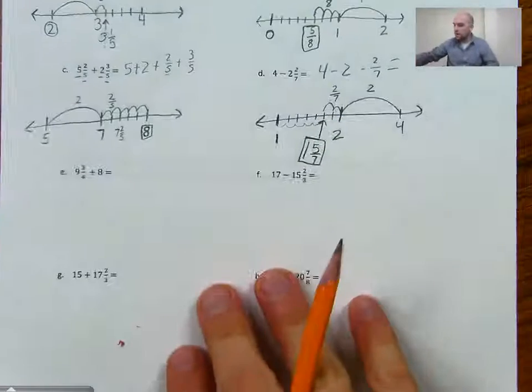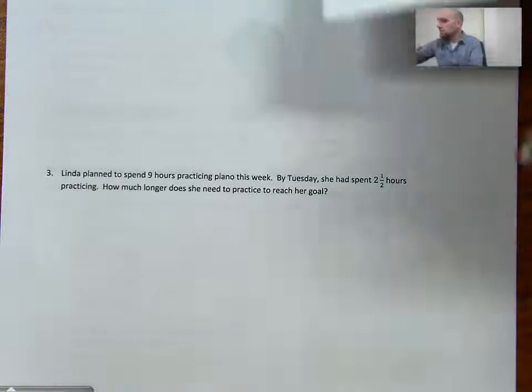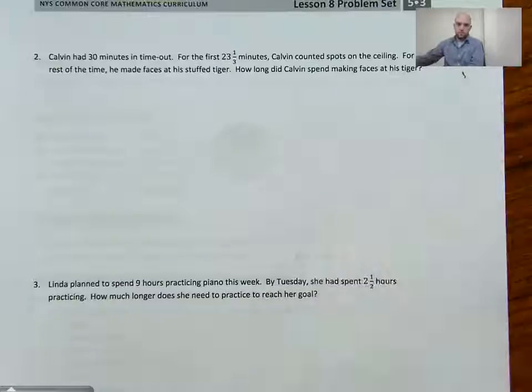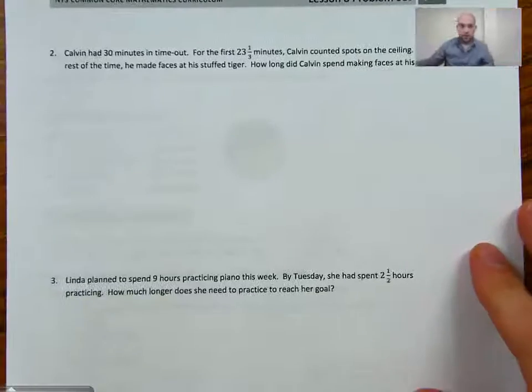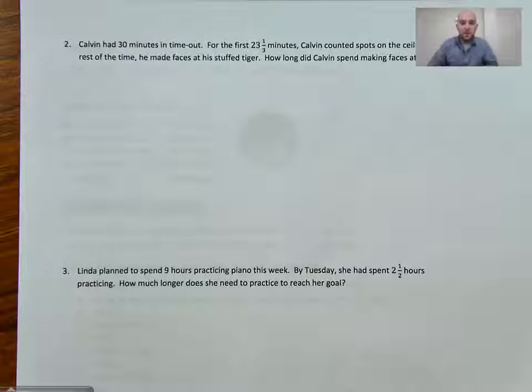All right, so let's try a word problem. Try this number 2 right here. Calvin had 30 minutes in timeout. For the first 23 and 1/3 minutes, Calvin counted spots on the ceiling. For the rest of the time, he made faces at his stuffed tiger. How long did Calvin spend making faces at his tiger?